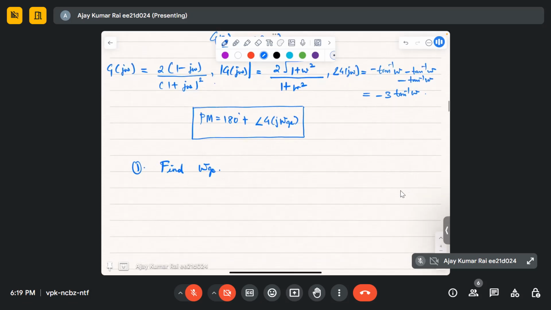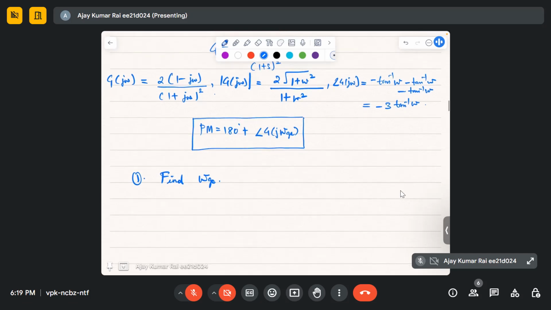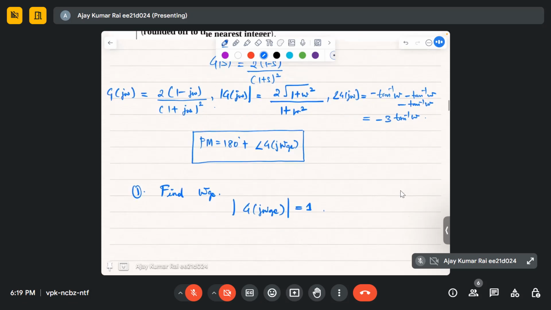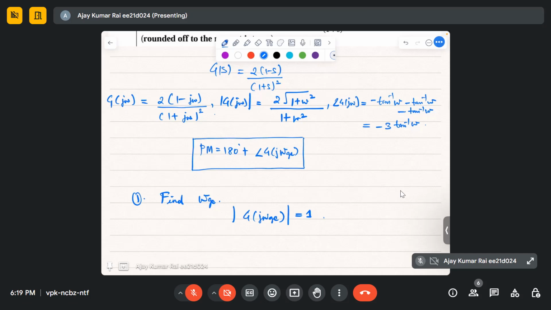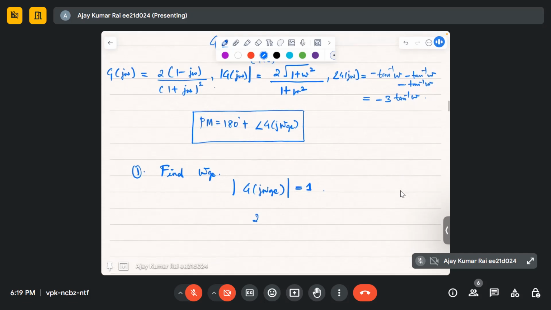So I have to find the gain crossover frequency. What is special about gain crossover frequency? This we have studied, right? At gain crossover frequency, the magnitude is equal to 1, right? So we have to find at what frequency the magnitude is equal to 1. Okay, so 2.